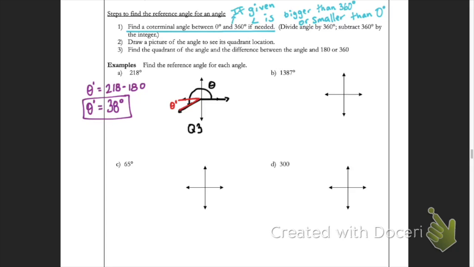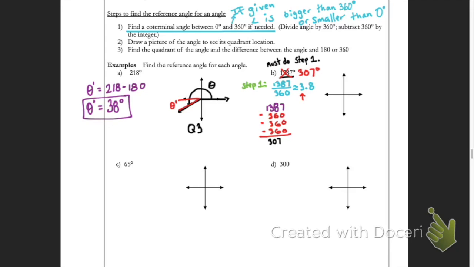All right, moving on to B. So I said we would have to do step 1 for B. 1,387 is much larger than 360. So I'm going to take my 1,387 and divide it by 360. When I do that, I'm just rounding to a decimal place. It's about 3.8. That 3 is going to tell me how many times I should subtract 360. You could just keep subtracting 360 until you get a number that's smaller than 360. So I subtracted it 3 times and I get 307. So now 307 is the number I am going to be using as my theta.